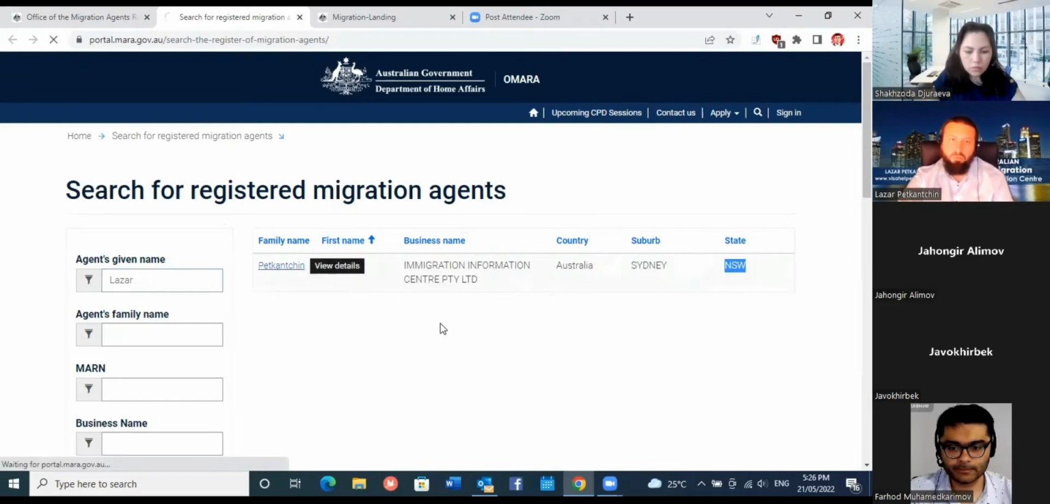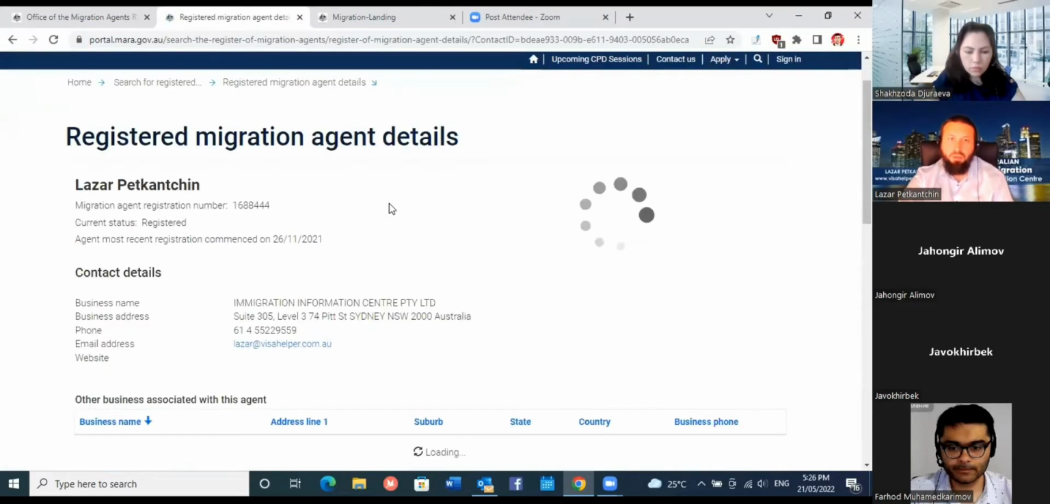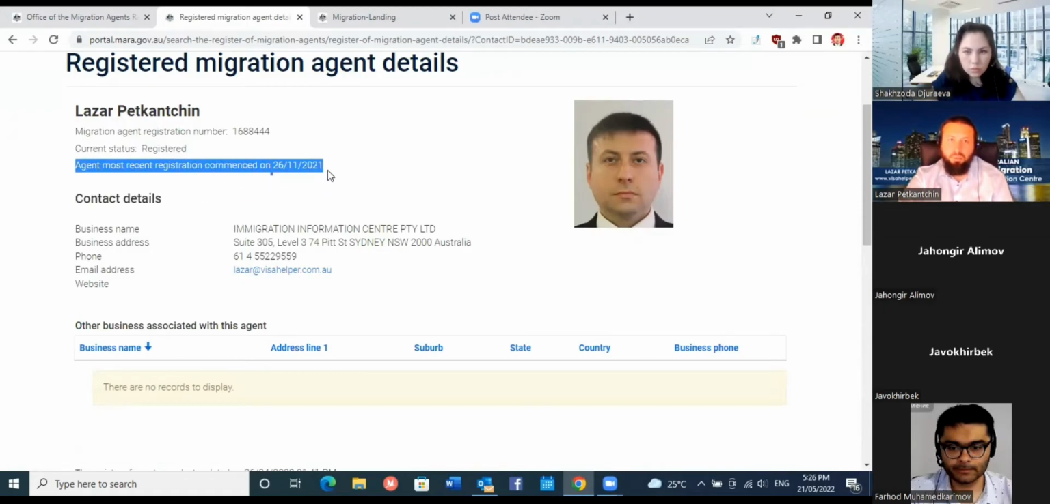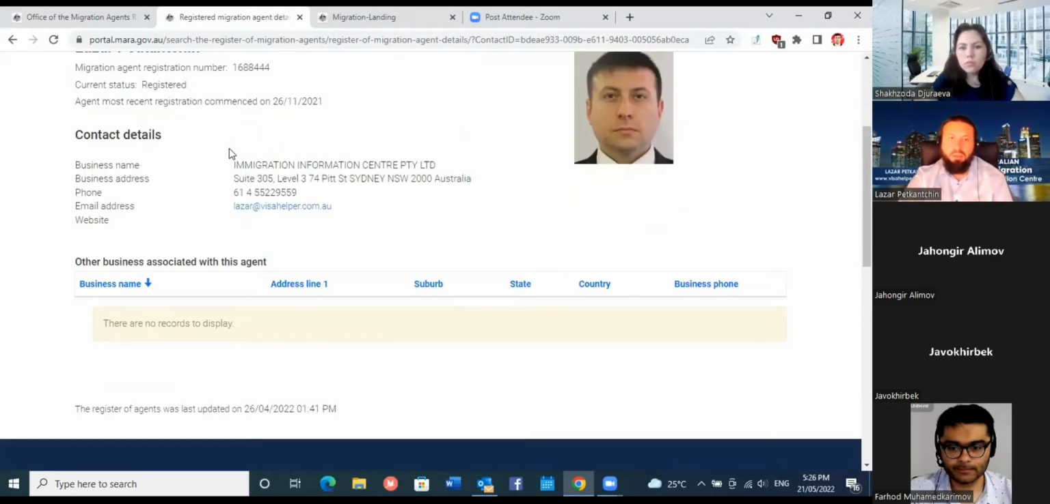Okay, so when I click on this name here, you can see that this is my registration number. Every migration agent in Australia has to have a registration number. This is my status at the moment, I'm registered. This is the last time my registration was renewed. So every year, I need to renew my registration. I need to do extra study, I need to apply, and I need to renew my registration. And this is my business address.